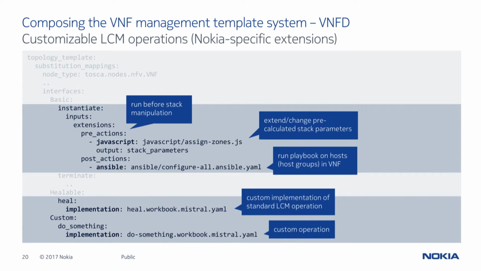But in most cases, this is almost good, but just not enough. And in those cases, these operations can be extended a little bit. And this example shows how. For example, the instantiate operation contains the Heat stack creation, which is implicit. It's not written here. But before the Heat creation, we can modify the availability zone assignments. For that, we can use a JavaScript code, which modifies the stack parameters.